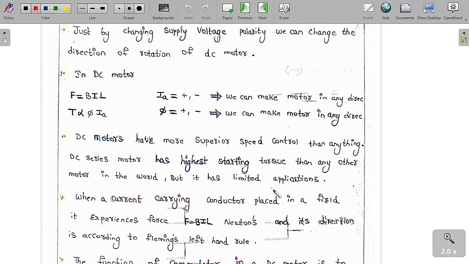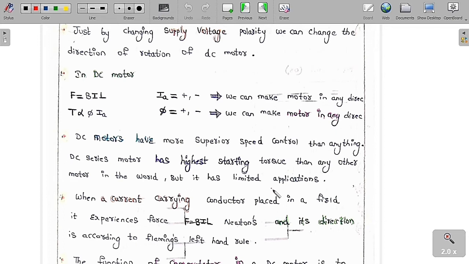So we can say that if you compare DC motors and AC motors, DC motors are more preferred because the speed control method is very good with the DC motors when compared to AC motors. That is the reason DC motors are always preferred when compared to AC motors. Whereas if you compare any other motor, DC series motors have the highest starting torque, but the applications are very limited.